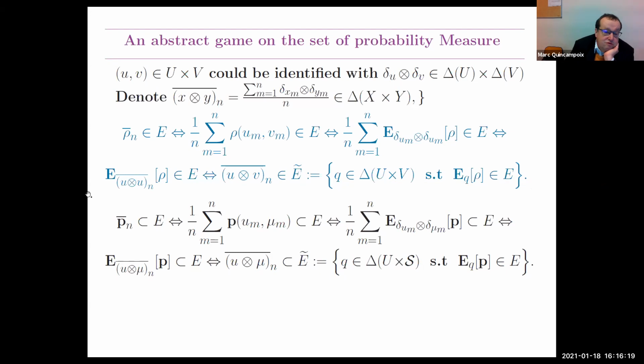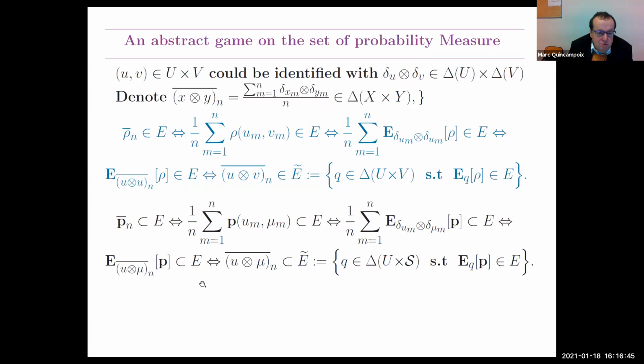So in fact, this blue line is just the full monitoring approachability. It's just a translation. It should be a little surprising and not interesting. In fact, it is not very interesting in this case. But we just have transformed the property in a bigger space, the probability delta U times delta V.